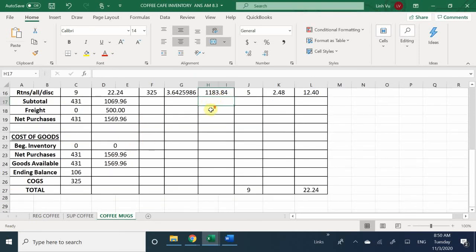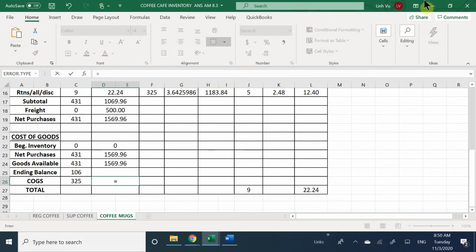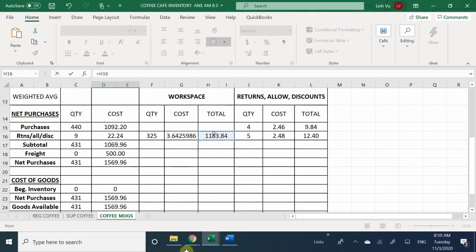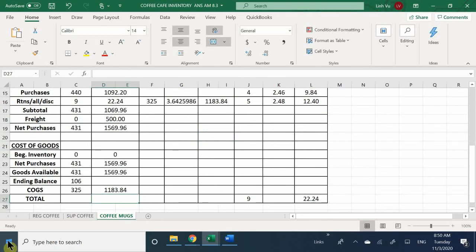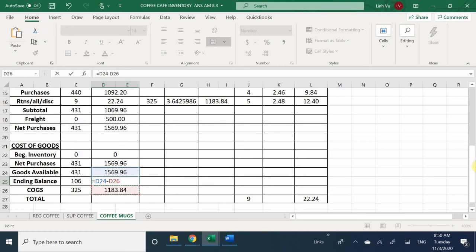So now that we have the cost of goods sold, that's how much we sold out of our entire inventory. I'm going to copy that over here. How do I solve for my ending inventory? Subtract the difference. And the difference between what? The goods available and COGS. Good. So how much do you get?